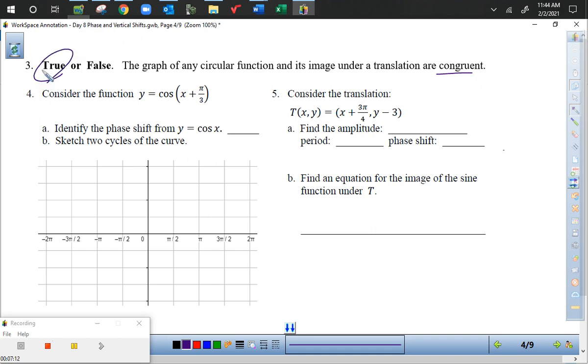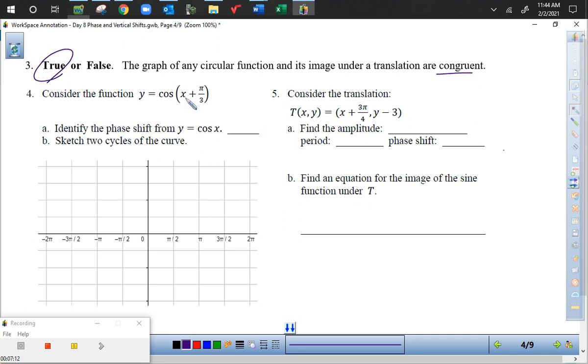The only thing that's going to not be congruent is a scale change. Translations, reflections, rotations, they are congruent. All right, what we're going to have to think a little bit harder for is a translation left and right, which is happening on number 4.